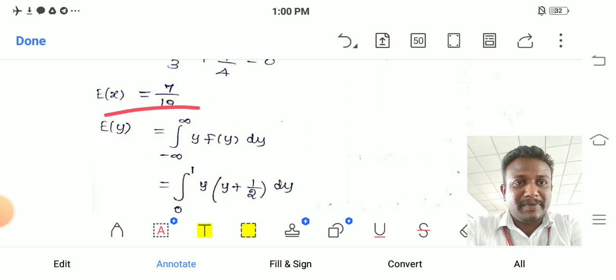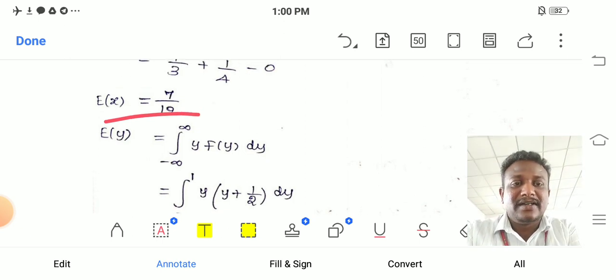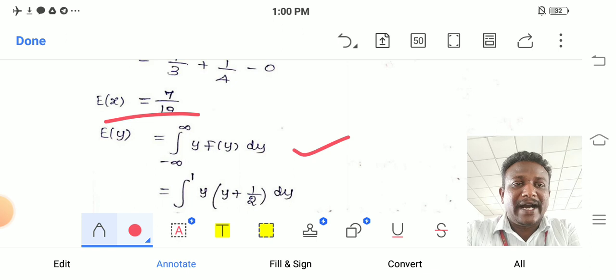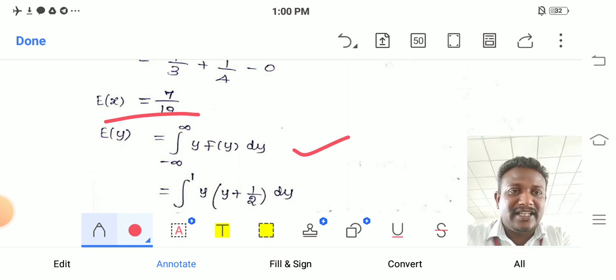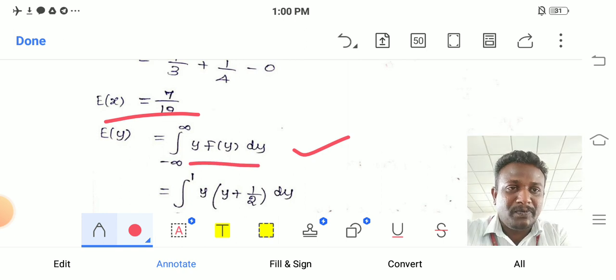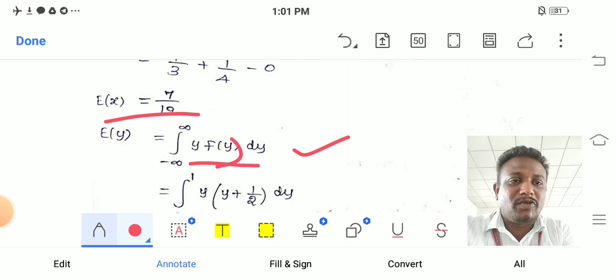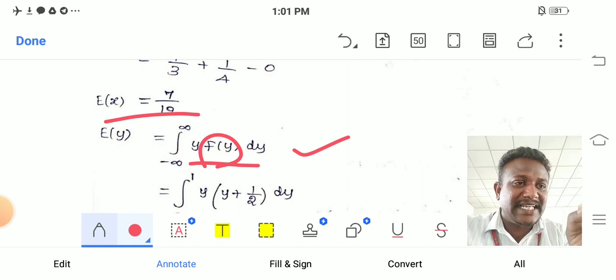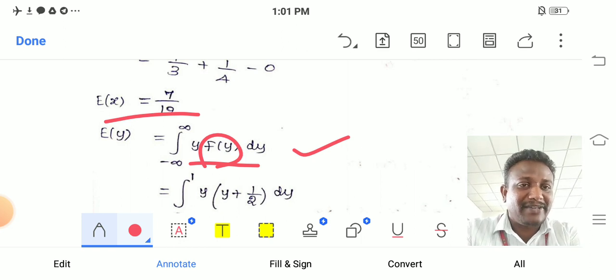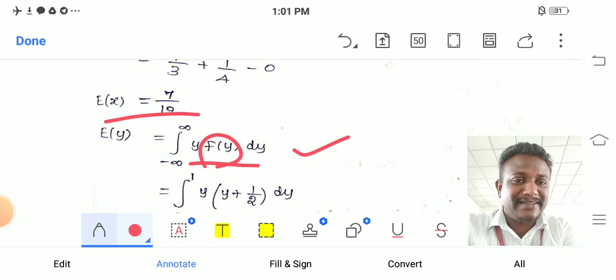To find expectation of y, first write the formula. What is the formula? It is y times f of y dy. To get expectation of y in this formula, what do you need to know? You just need to know what f of y is. You know very well that f of y is the marginal distribution function of y that you calculated earlier. In the starting itself you have calculated f of y. Just replace that value here.